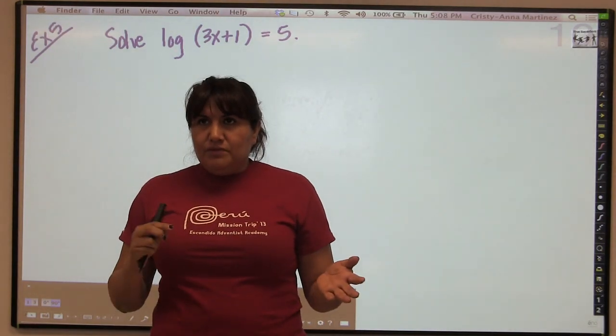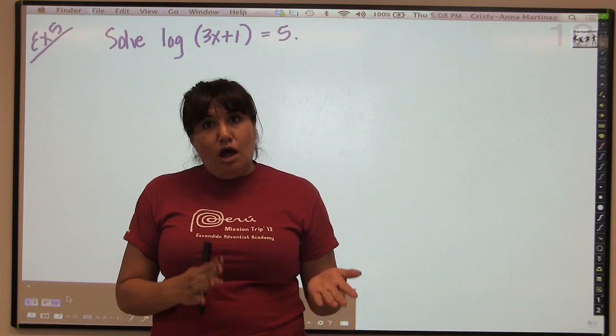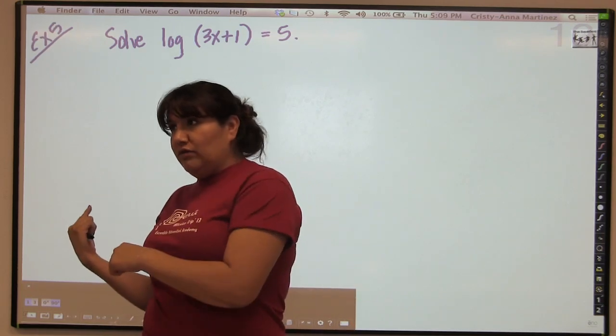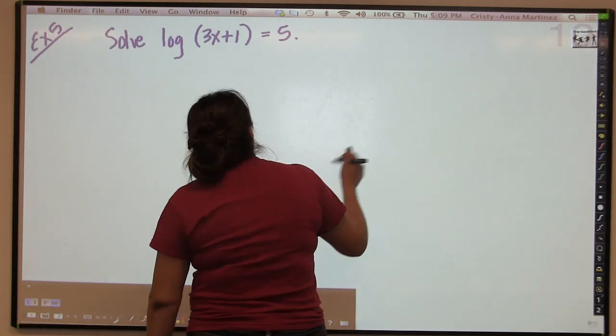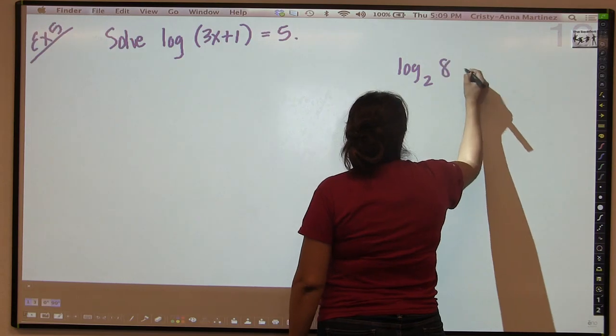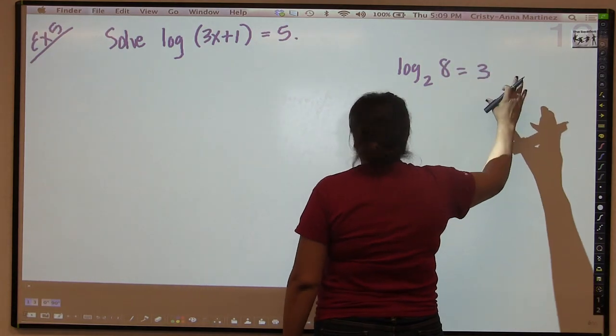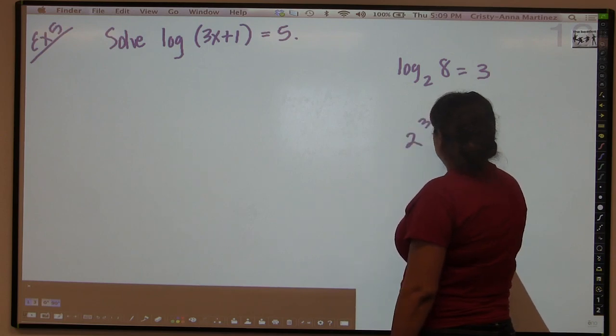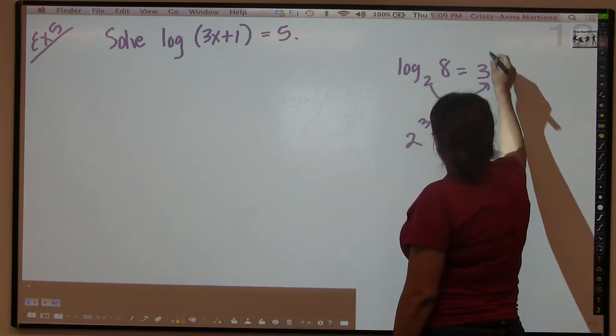So if the inverse of an exponential is a logarithm, then the backwards of that would be true as well. The inverse of a logarithm is exponential. So again, I remind you that you have log base 2 of 8 equals 3. That's the logarithmic form, which is what we have. And we want to write it in exponential form. So 2 to the third power is 8.